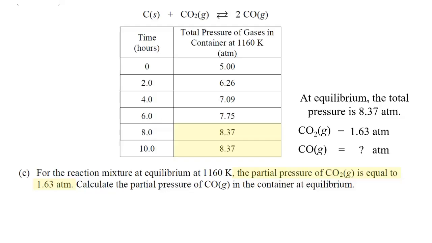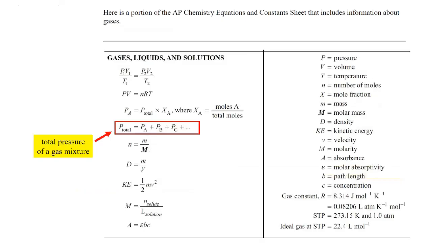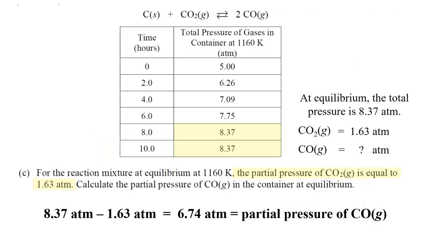Now, if you're thinking, does this relate to some other property of gases? Let's go back and take a look at that portion of the AP Chemistry equations and constant sheet, and you can see just a couple of equations below where it says ideal gas law, PV equals nRT. This equation for the total pressure of a gas mixture represents the sum of the individual partial pressures of the gases in the mixture. So the total pressure of a gas mixture is equal to the sum of the partial pressures of the individual gases.